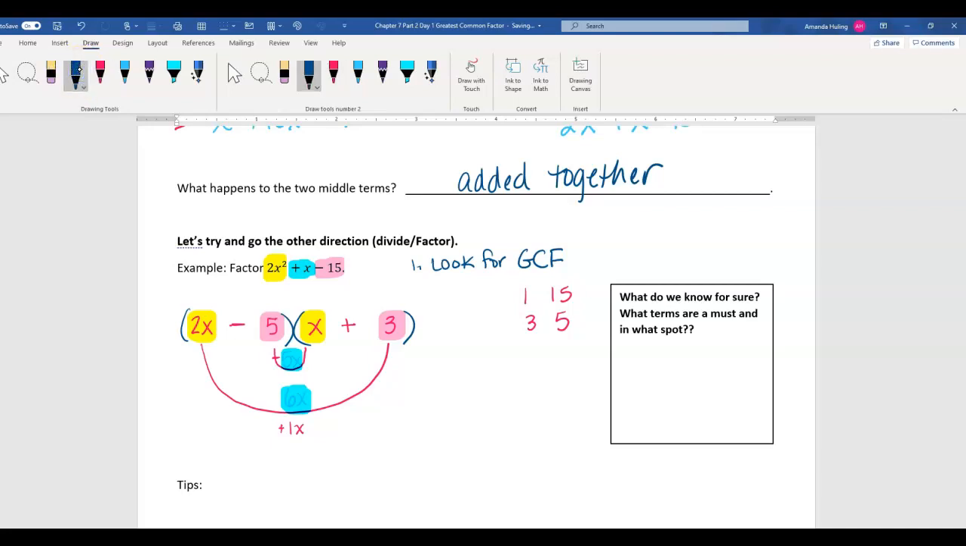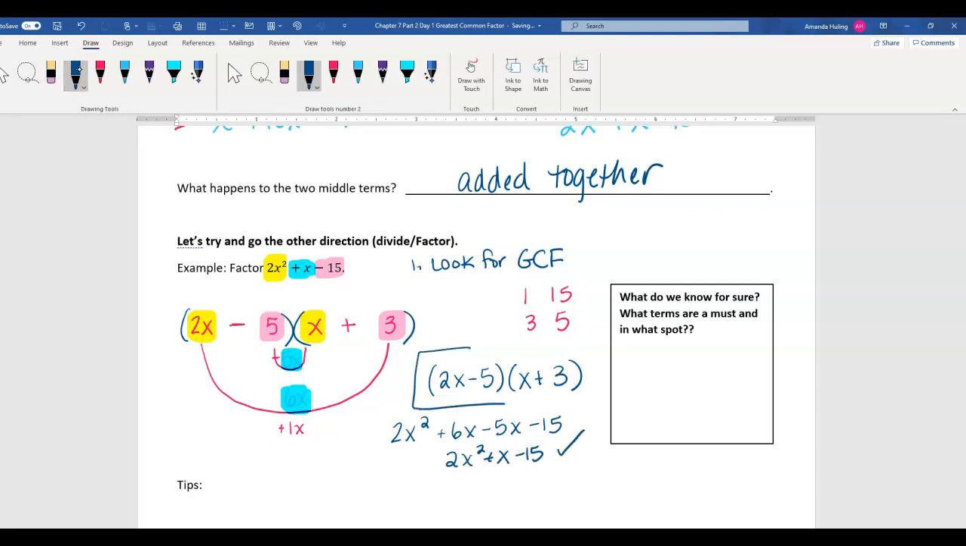So the last step you need to do is rewrite it, and I need you to multiply that out and check to make sure it's correct. So when I multiply this out, 2x times x is 2x squared. 2x times 3 is 6x. Negative 5 times x is negative 5x. And negative 5 times 3 is negative 15. And guess what? We did it. So the factors are, or completely factored, is 2x minus 5 times x plus 3.